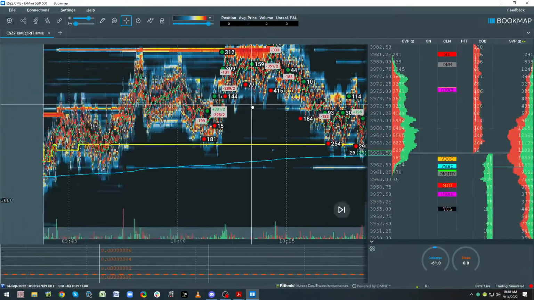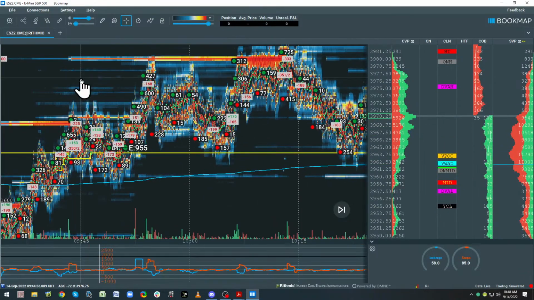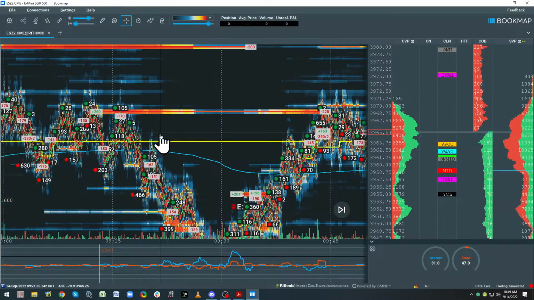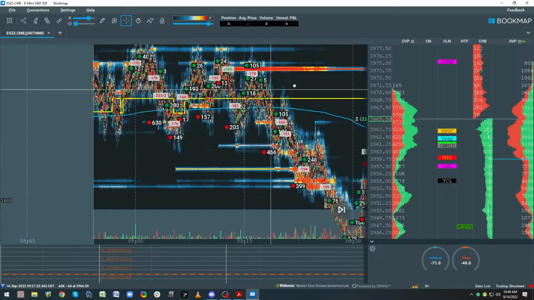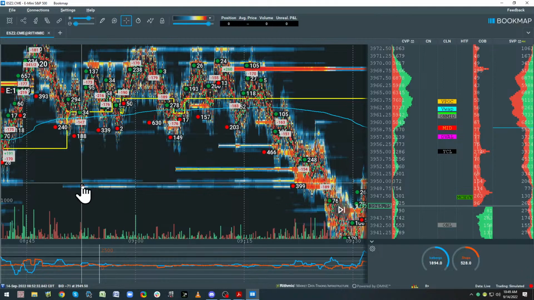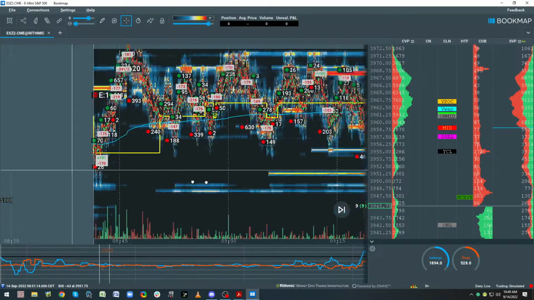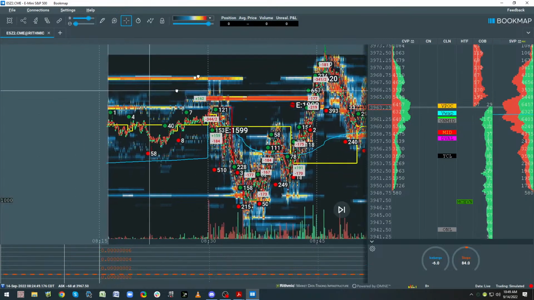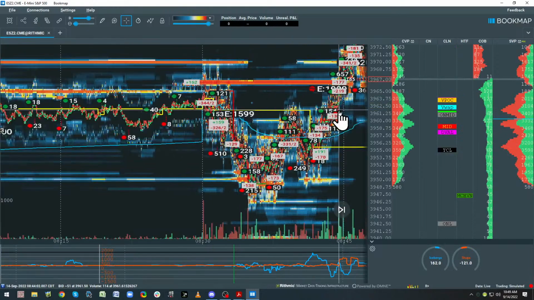So I'm going to show you, if you're interested, I'm going to take you back to the open and kind of show you how this manifests itself and how you might interact with it. And remember, this is for educational purposes only. None of these are trade recommendations or anything more than opportunities for you to get some ideas. So let's take a look here.